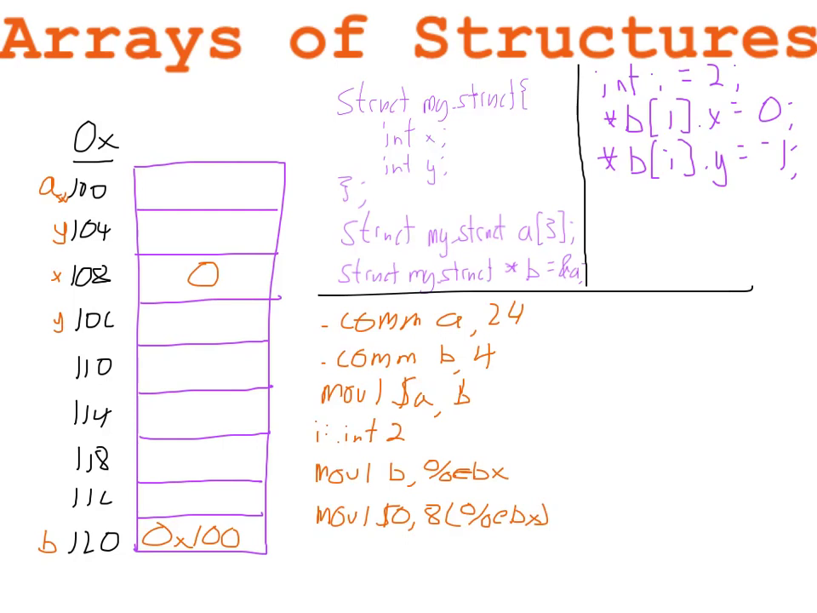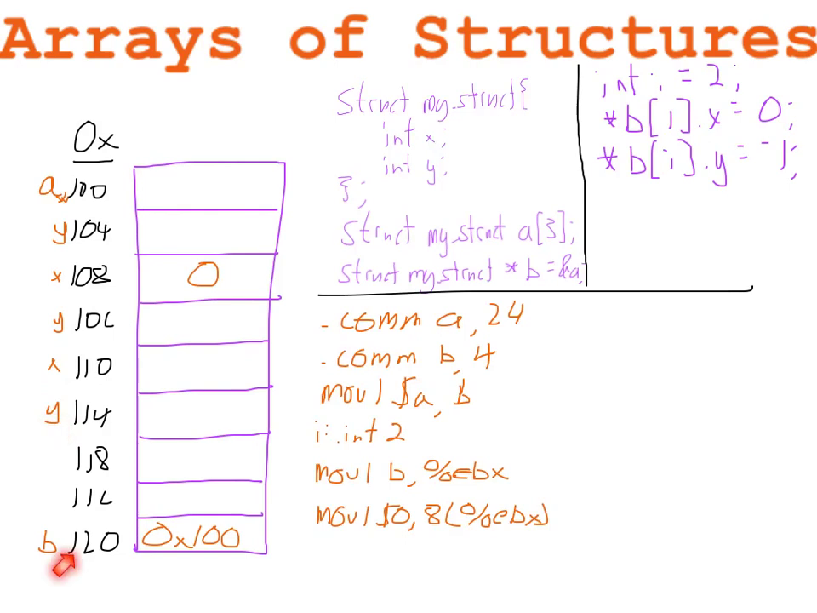Remember, each structure has two integers, x and y, and because this is a structure array of length 3, we have elements 0, 1, and 2. So we have one more structure to write on the map here. X for position 2 starts at 110, and y is at 114. Now, we don't know what's at address 118 or 11C, and it really doesn't matter for this example. There could be other variables there, but we're just going to indicate where our structure array is and where our pointer to that structure array is.